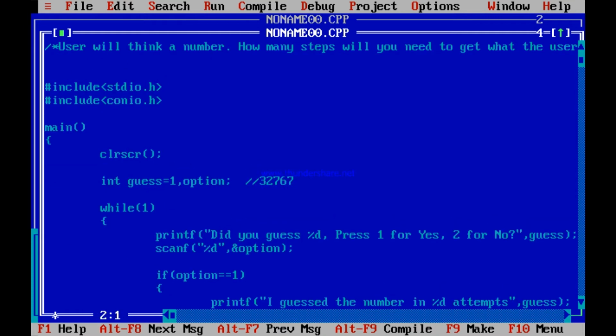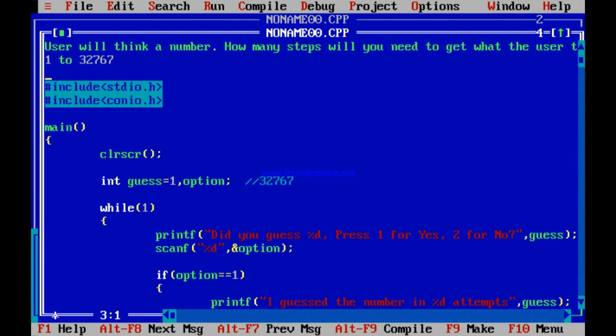For this, say for example, as I told you, the number that will be guessed or thought by the user will be between 1 to 32767, if you remember. I am getting rid of this comment for the time being so that you can see it easily. 1 to 32767 is the range of numbers the user can think. Say user has thought 72. So what you know is the number is always between 1 to 32767. To make it easier, say 0 to 32767. It will be easier for me. I will show you why.